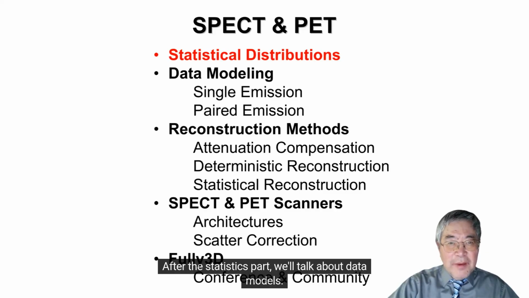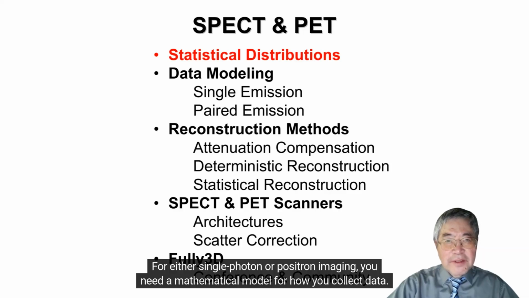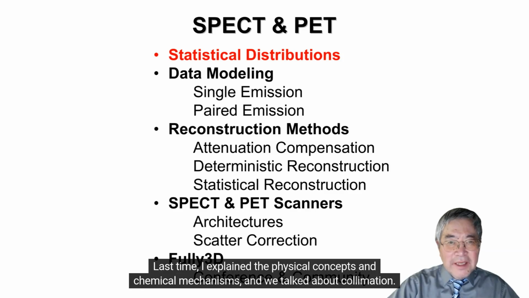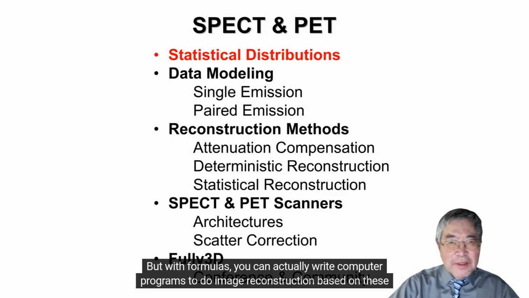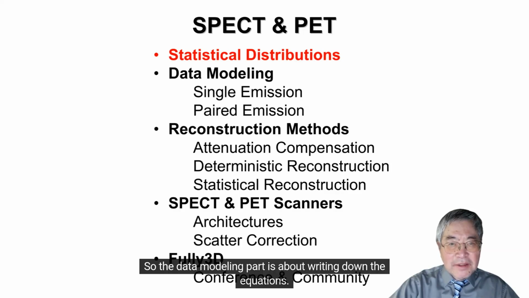After the statistics part, we'll talk about data models. For either single photon or positron imaging, you need a mathematical model for how you collect data. Last time I explained the physical concepts and chemical mechanisms, and we talked about collimation. But with formulas, you can actually write computer programs to do image reconstruction based on these models. So the data modeling part is about writing down the equations.